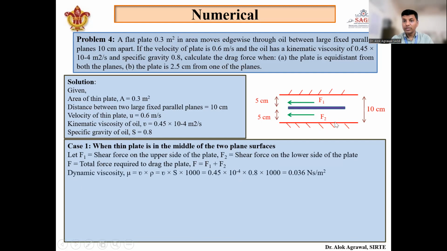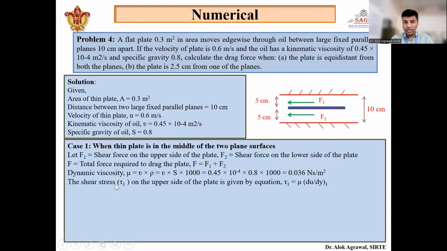Now first we have to calculate the dynamic viscosity. Mu is equal to V into rho, and rho is specific gravity into 1000, because we know specific gravity is density of unknown liquid upon density of standard fluid, that is water, and water density is 1000. When we substitute this value, we get dynamic viscosity as 0.036 Newton second per meter square.